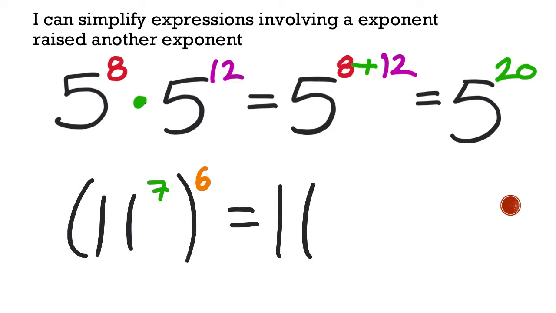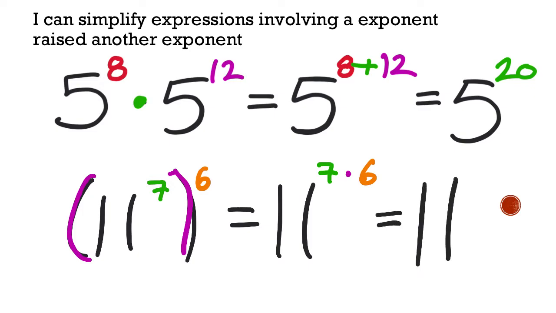So we're not going to change the base, all right? But we are going to operate with these exponents, 7 and 6. And the rule in this case is, since we are using parentheses like this, we would be multiplying these two together. So then we get 11, same base, but now 7 times 6 there is 42.